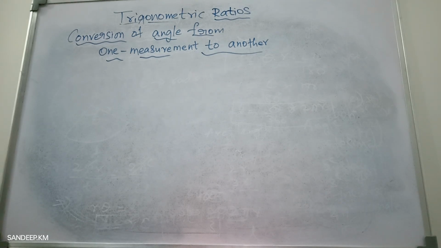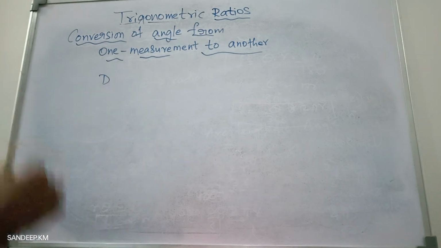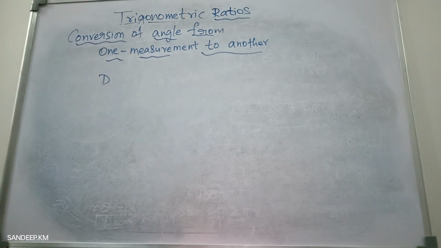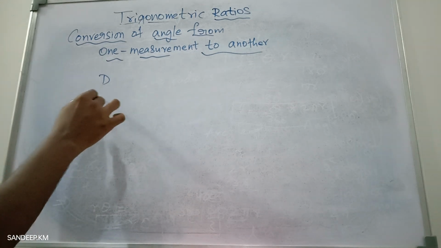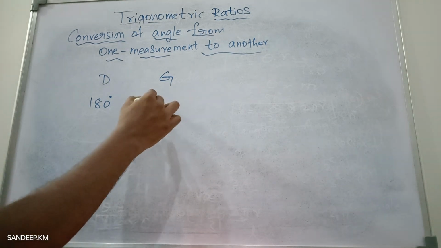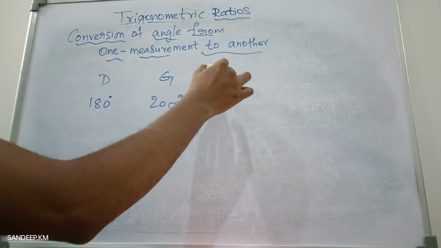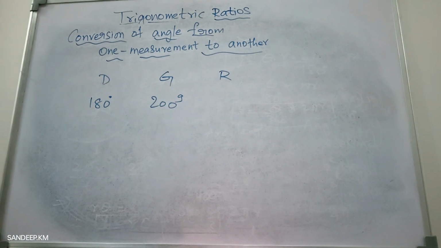Conversion of angle from one measurement to another measurement. Now, in degrees, what is a straight angle? All of us know 180 degrees. In grades, what is a straight angle? 200 grades. And in radian measure, what is a straight angle?